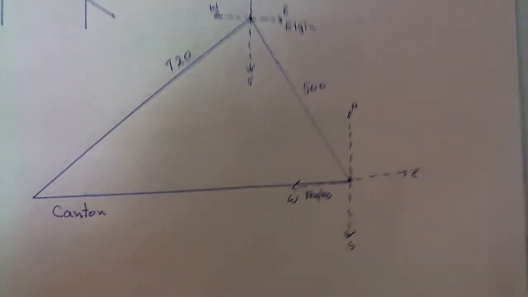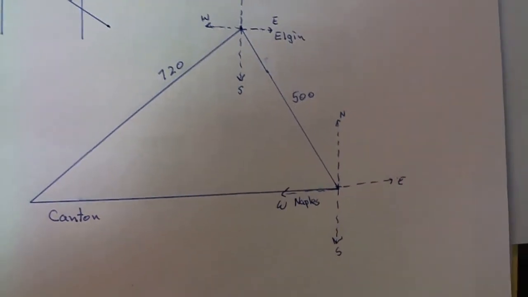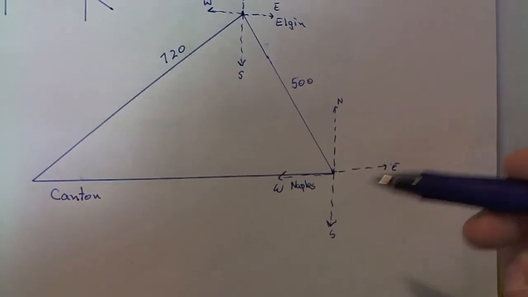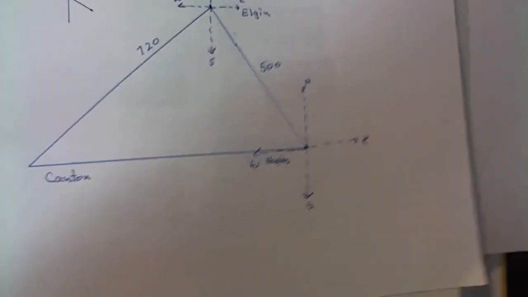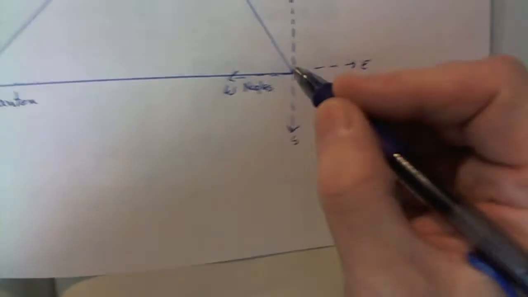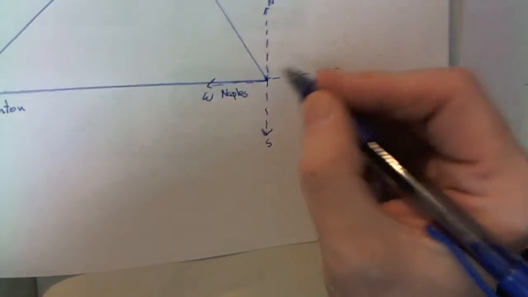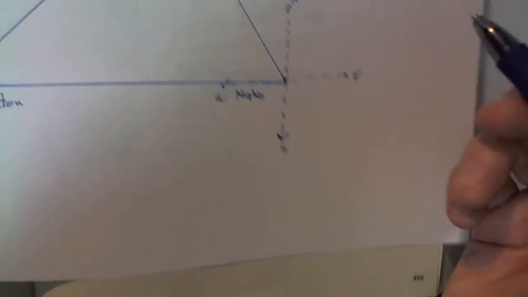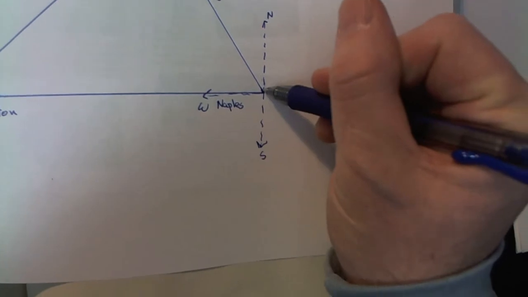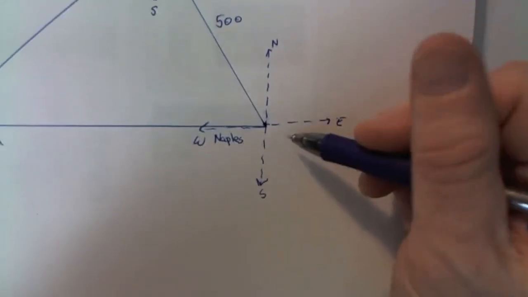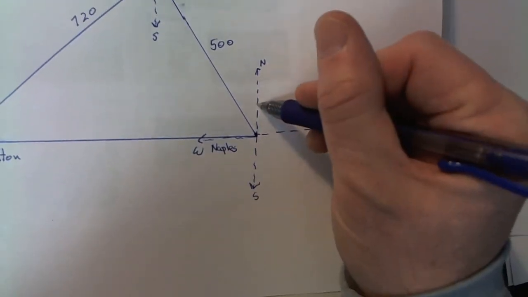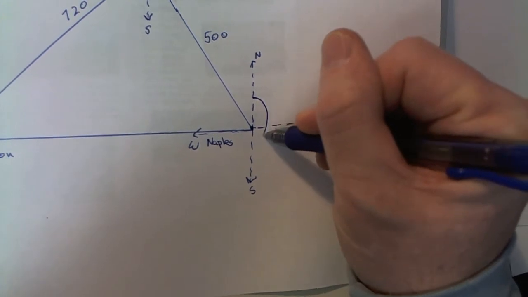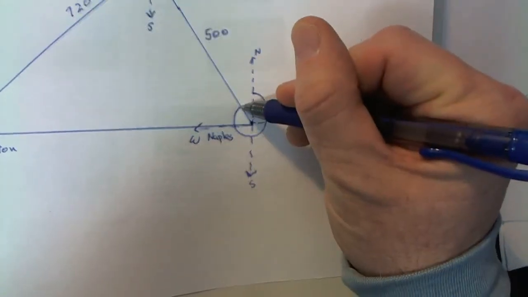But the problem says that they gave us a direction in terms of bearing. We were going from Naples to Elgin, and they said the bearing was 316 degrees. Well, whenever they give you information like that, what you think about is this. If you're going from Naples to Elgin bearing 316 degrees, think of Naples as being a point right here in the origin of this north, south, east, west axis. And start up here at north and do a clockwise rotation until you hit the path of the plane.